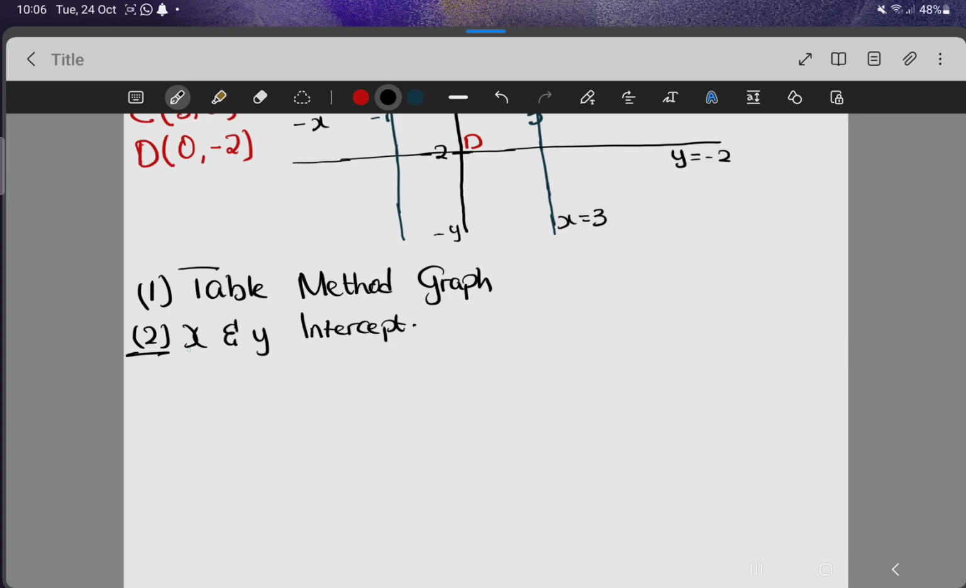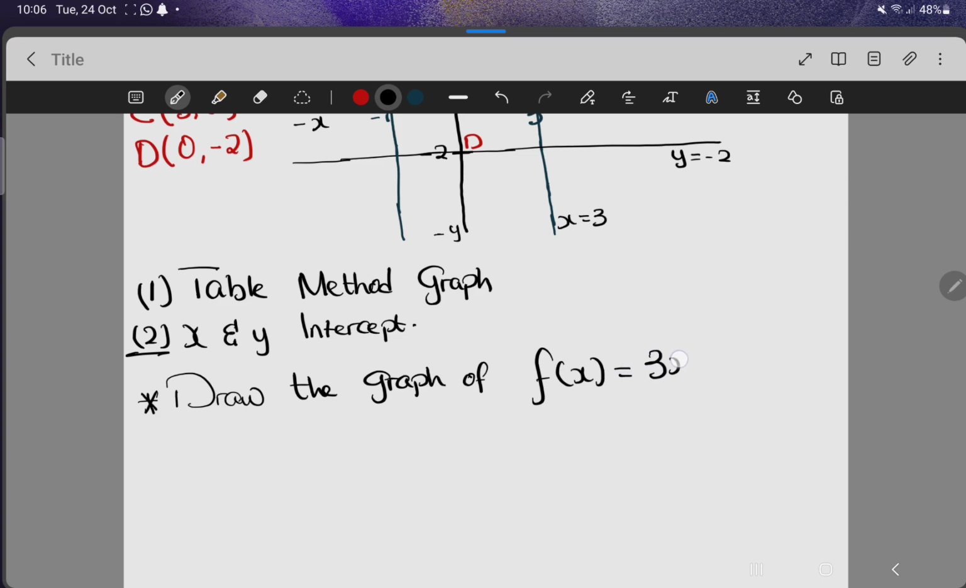Let's take for an example, they say draw the graph of f of x equal to 3x minus 6. Remember, whenever you see f of x, that is the same as y equal to 3x minus 6. Now I'm going to use the x and y intercept method. What does that mean? When we talk about the x intercept, that is where the graph is going to cut.